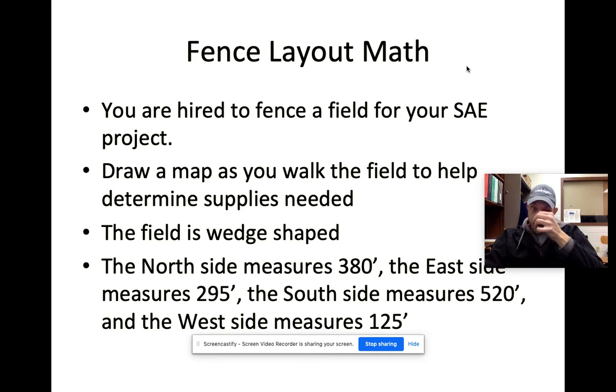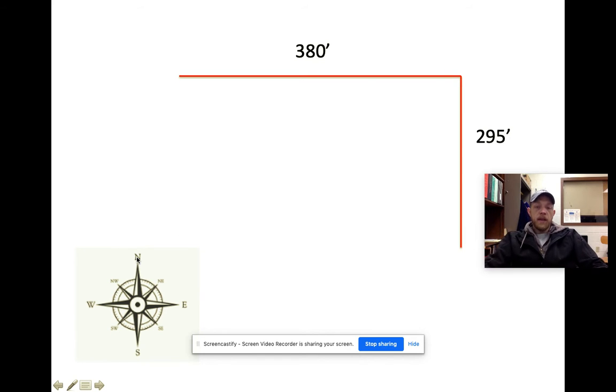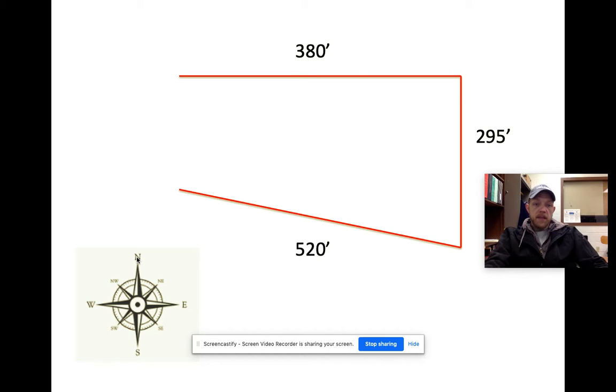Anyhow, on this particular layout, the north side is 380 feet. The east side is 295 feet. The south side measures 520 feet, and the west side measures 125. So if we go back through it, our north side's 380. We've got our compass down here. Where the mouse is, north. The east side, 295. The south side's 520. And then the west side's 125. So that south side's pretty long because it's the hypotenuse of this wedge. Okay?